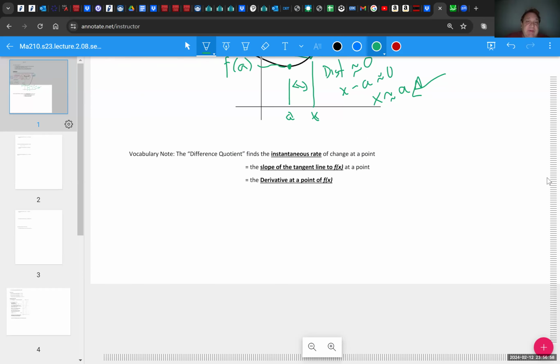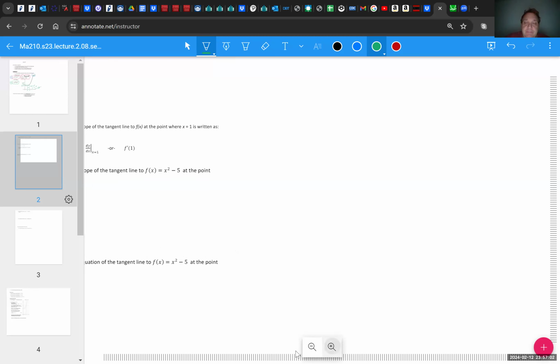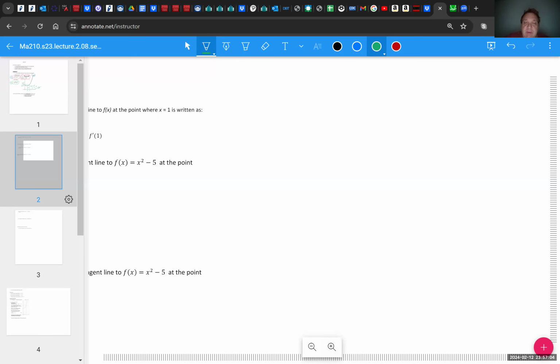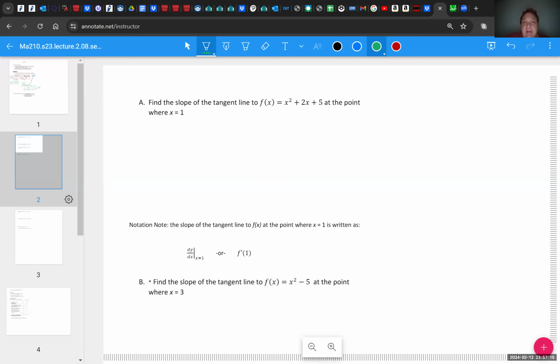Okay, so let's do some examples so you can see these in action. Just zoom in a little bit and recenter this. Okay, so my first example here, I want to find the slope of the tangent line of a particular function at a particular point. The function is x squared plus 2x plus 5. The point is x equals 1. So finding the slope of the tangent line is found using the difference quotient. So let me do the difference quotient that I have used before.